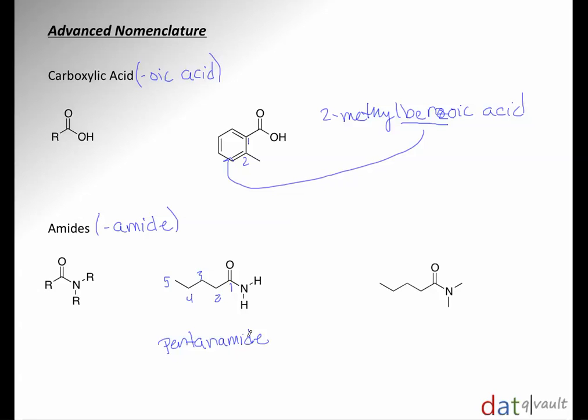Alright, let's take a look at this example. Just like the N-substituted amines, we're going to do this N-substituted amide. Since there are 2 methyl groups on this nitrogen, it's just going to be N,N-dimethylpentanamide. The N's refer to the fact that the methyl groups are attached to the nitrogen on the amide.